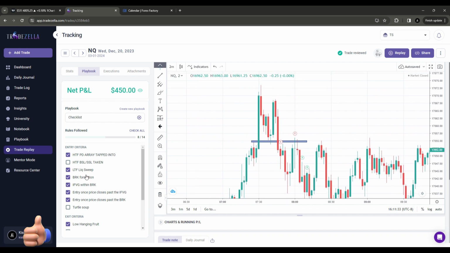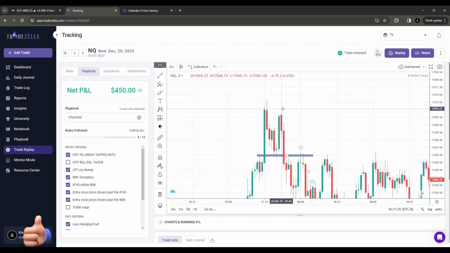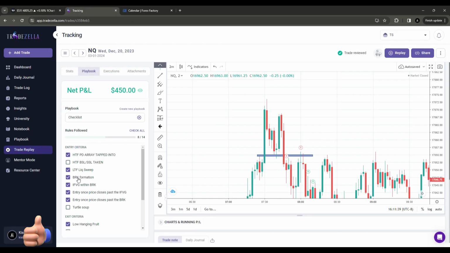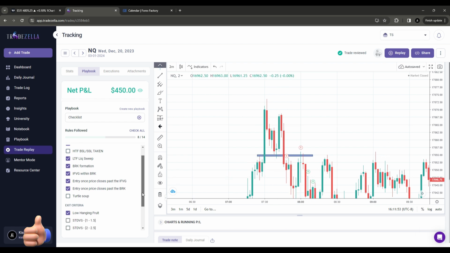Low time frame liquidity sweep, I checked that, but it wasn't on NQ, it was on ES. So that is considered SMT. Breaker formation, check. Like I said, not on NQ, but on ES it is. Entry once price closes past the inverse, check. Or the breaker. They were both closed below, so that makes it even higher probability.